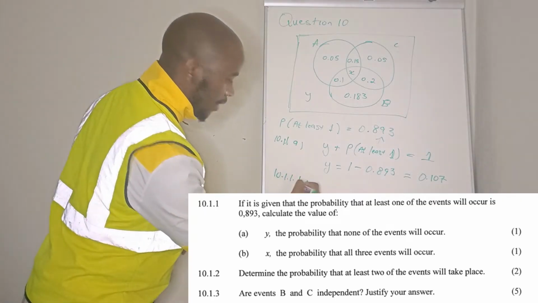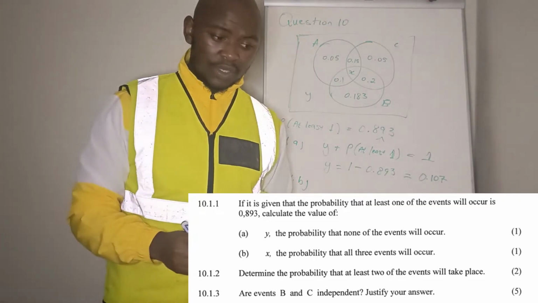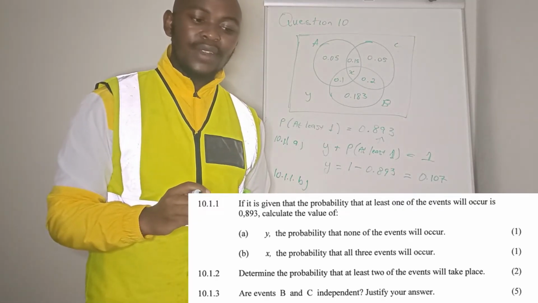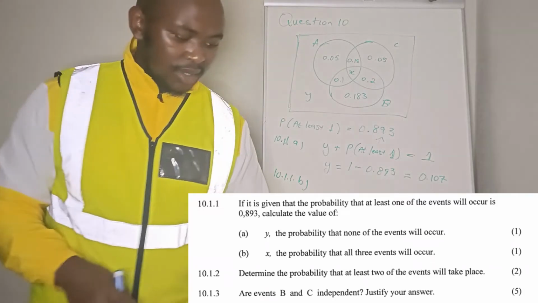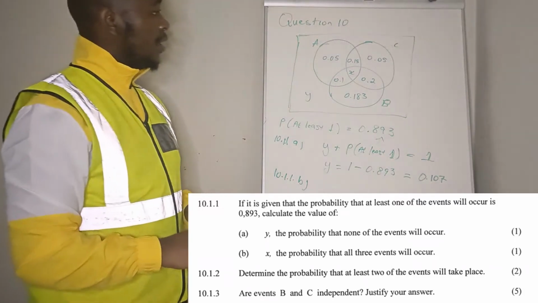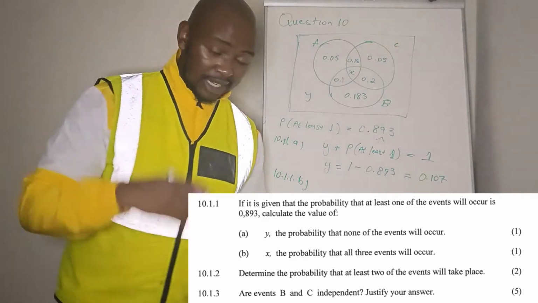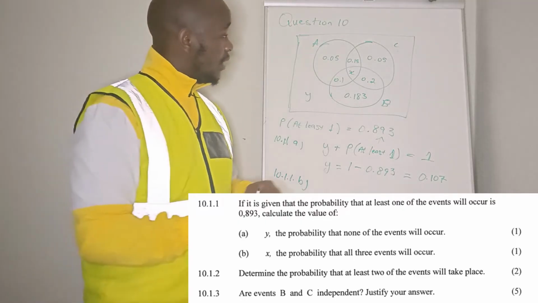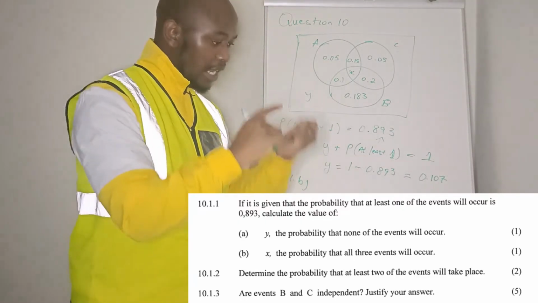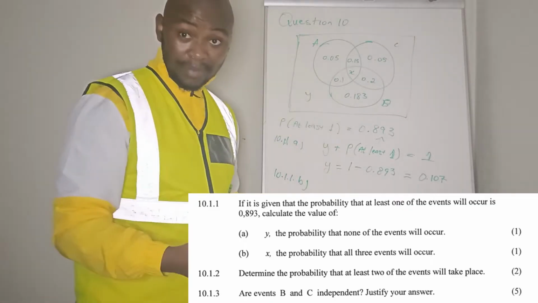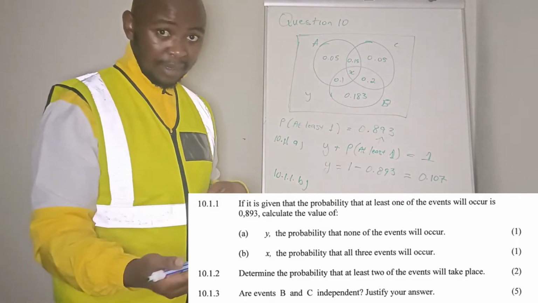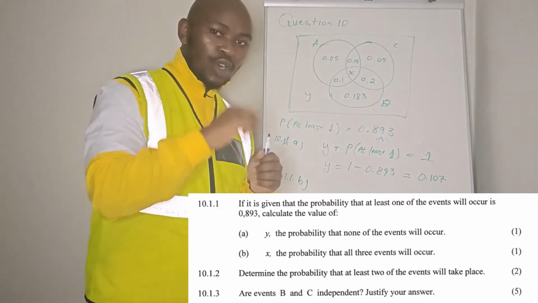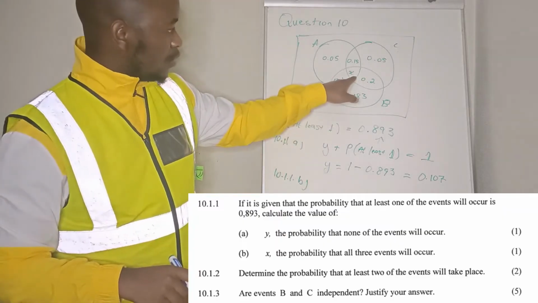10.1.1 B. It reads as follows. Calculate the value of X, the probability that all 3 events will occur. I would just like to explain something here. When they say all 3 events happen, they mean that at the same time A, B, and C are happening. Y is just a probability, it's not an event. We have 3 events in here. So the probability that all of them occur at the same time is going to be this one.